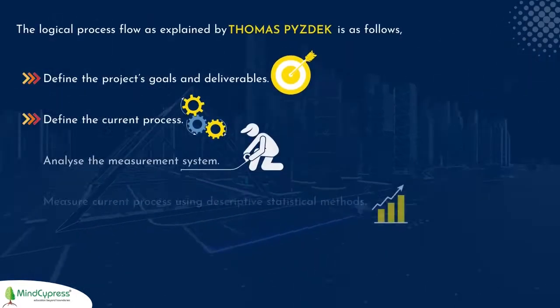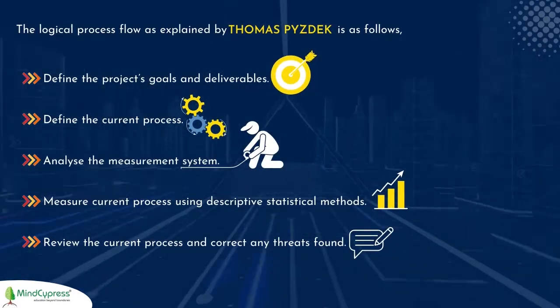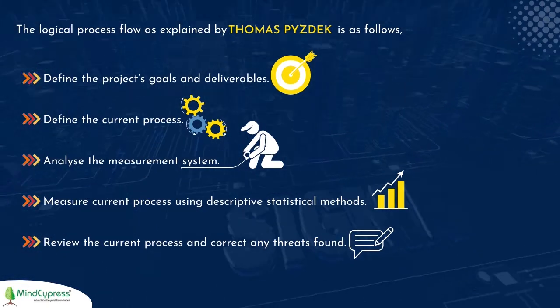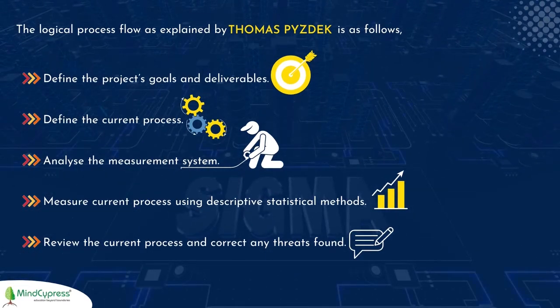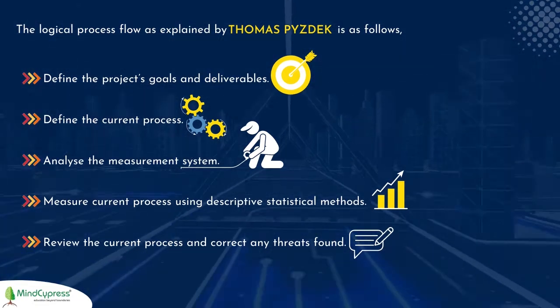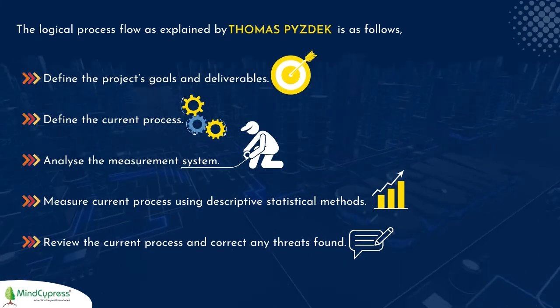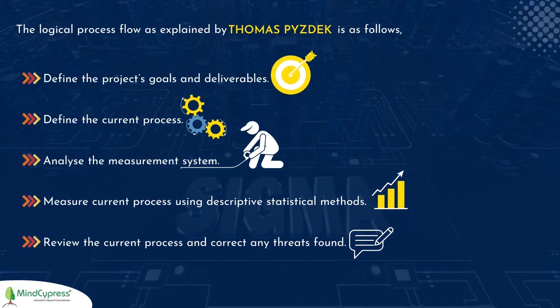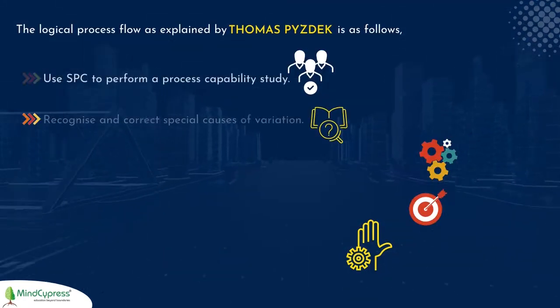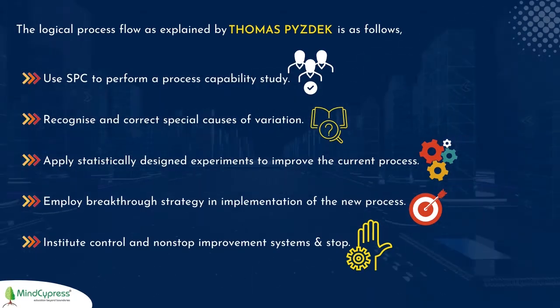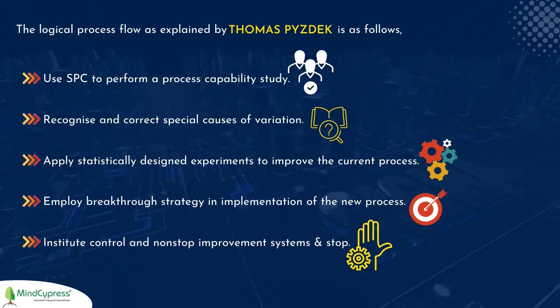The logical process flow is explained by Thomas Pyzdek as follows. Define the project's goals and deliverables. Define the current process. Analyze the measurement system. Measure the current process and analyze the data using exploratory and descriptive statistical methods. Review the current process and correct any threats found. Use SPC to perform a process capability study. Recognize and correct special causes of variation.